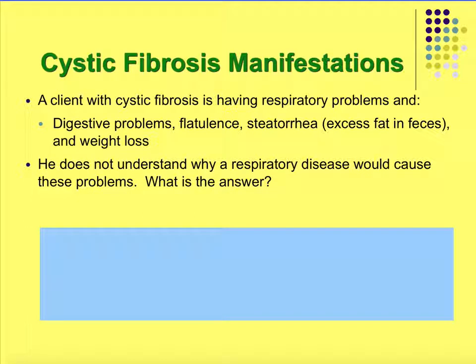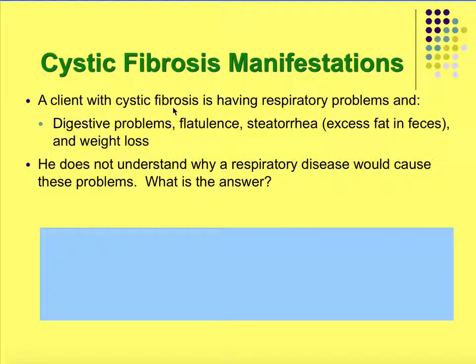So a client has cystic fibrosis and they're having respiratory problems, but they're also having some GI issues. So they have excessive gas, they have a lot of fat in their feces, they're losing weight, and they don't understand why a respiratory disease is causing these problems. So how do you answer that?